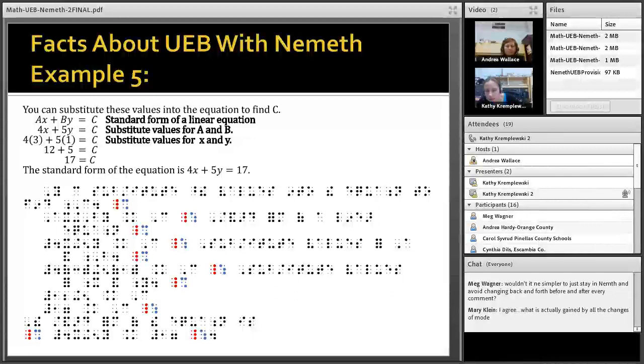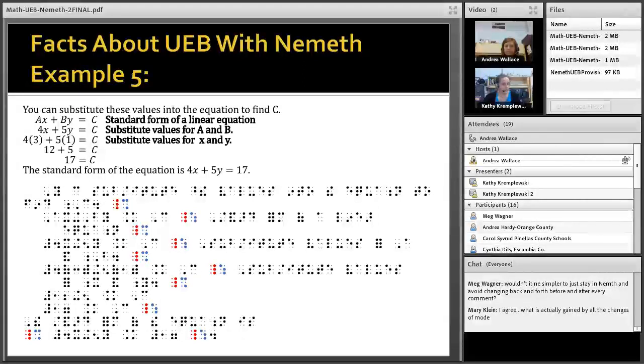And Meg said, wouldn't it be simpler to just stay in Nemeth mode and avoid changing back and forth before and after every comment? Is anything actually gained by all the changes of mode? I'm not sure on that one. That's the way they're suggesting to do it.